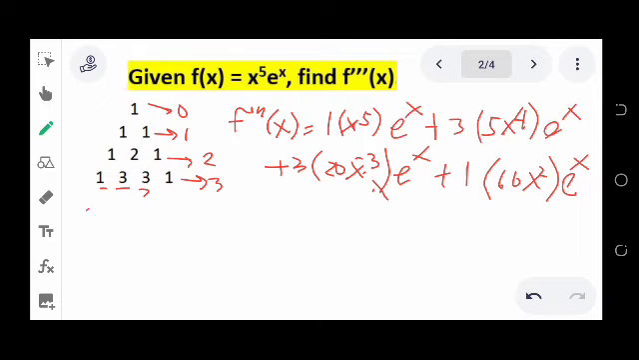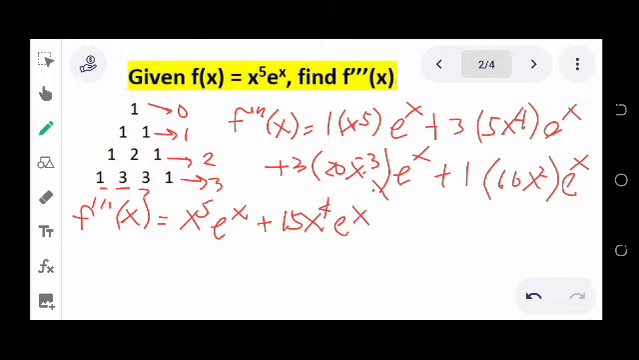So we simplify now our answer. We now have f triple prime of x. This will be x to the fifth e to the x plus 15x to the fourth e to the x plus 60x cubed e to the x plus you now have also 60x squared e to the x. So this is the answer.